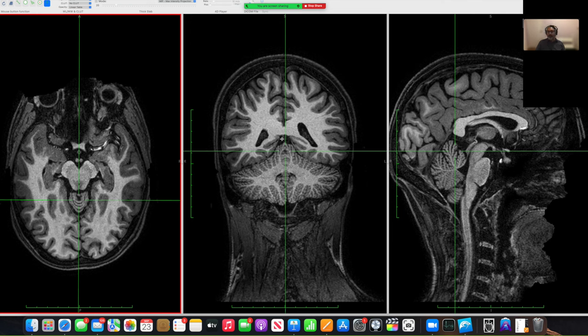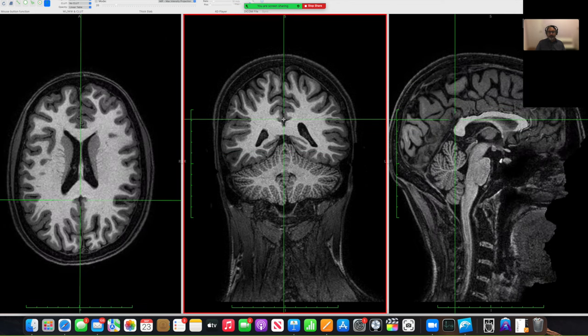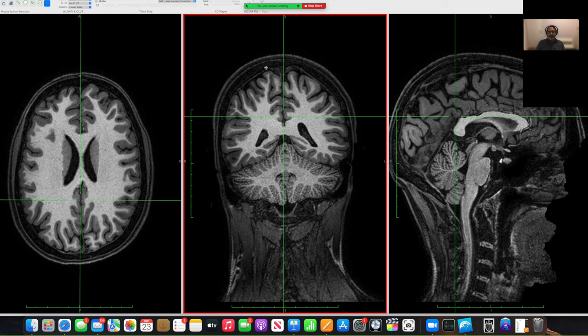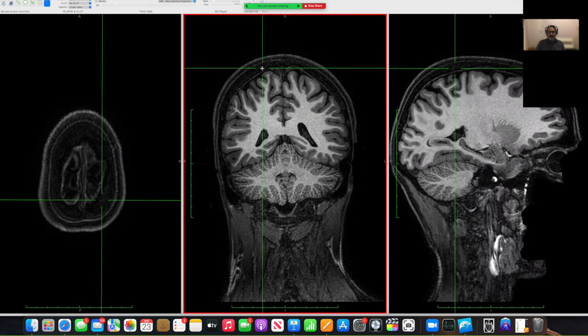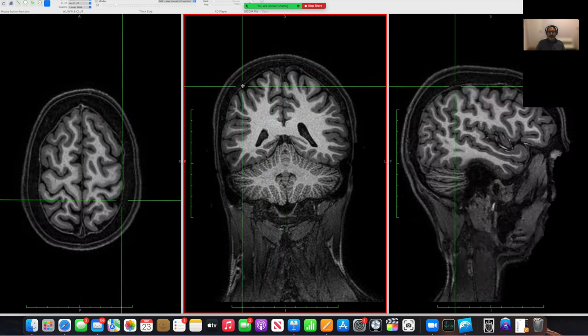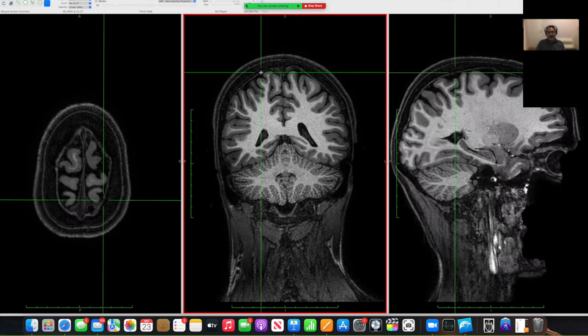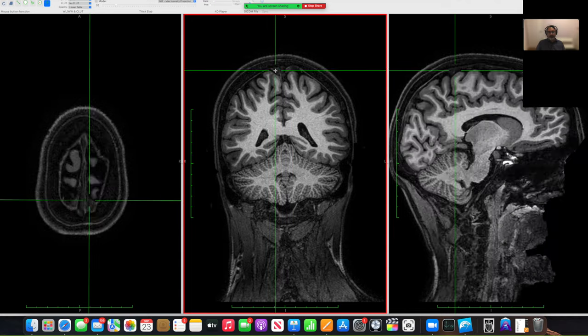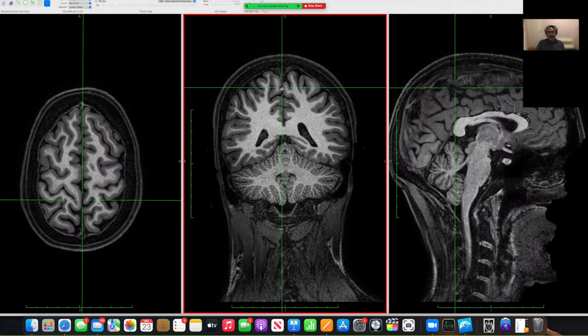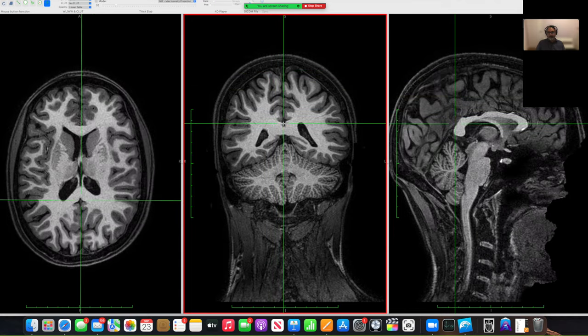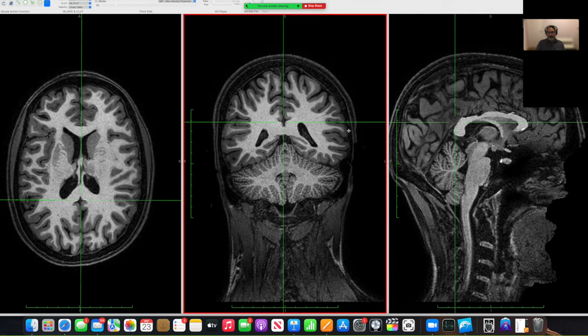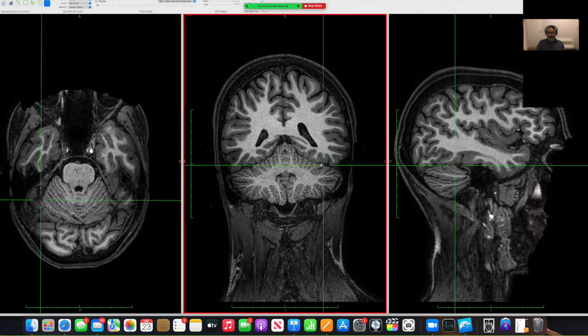Yeah, it's a dura. It's the dura mater. Now that's the falx cerebri. Dura has two layers. One layer is always stuck to the cranium. The other layer is the meningeal layer, which is close to the brain. That meningeal layer in between the cerebrum becomes the falx cerebri, and that same meningeal layer on the side becomes the tentorium cerebelli.